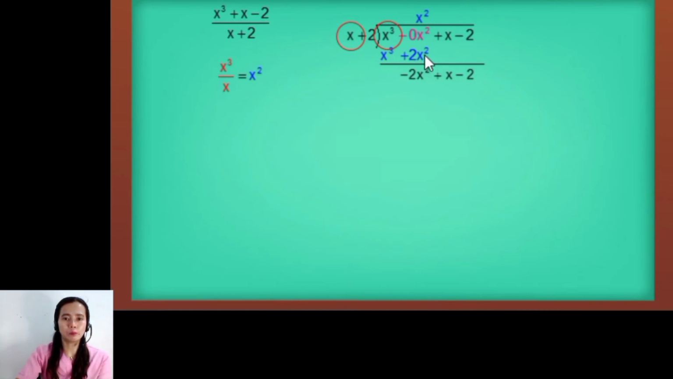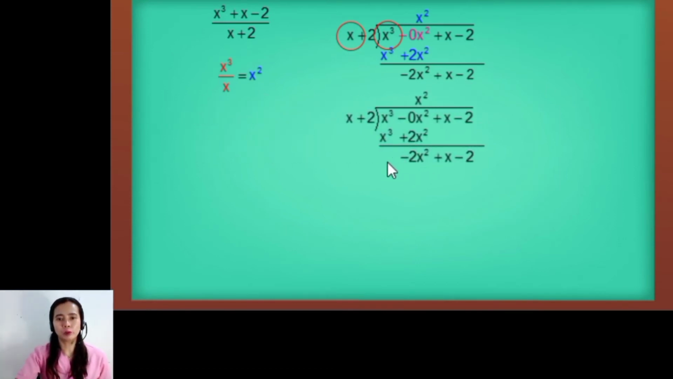Ito magiging negative. So, cancel mo na ito. Then we have negative 2x squared plus x. Bring down x minus 2. Ito naman ang i-divide natin yung 2x squared. Negative 2x squared divided by x, or negative 2x squared over x, that is negative 2x. Ilalagay natin dito. X, multiply this to our divisor, negative 2x squared, negative 2x times 2, that is negative 4x.